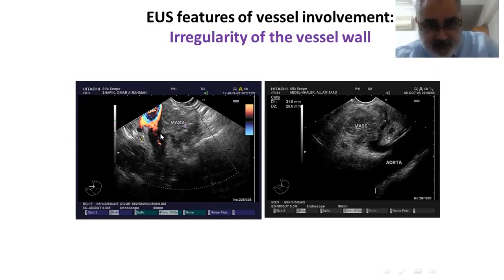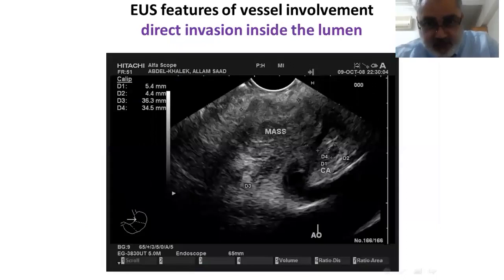And this is a pancreatic body mass, and this is aorta, and this is the celiac axis. And here we notice that the celiac axis wall becomes very irregular, compressed and narrowed with loss of the interface between the vessel and the mass. So here the celiac axis is involved by the pancreatic body mass, and the portal vein is involved by the pancreatic head mass. And this also invasion of the mass of the celiac axis.